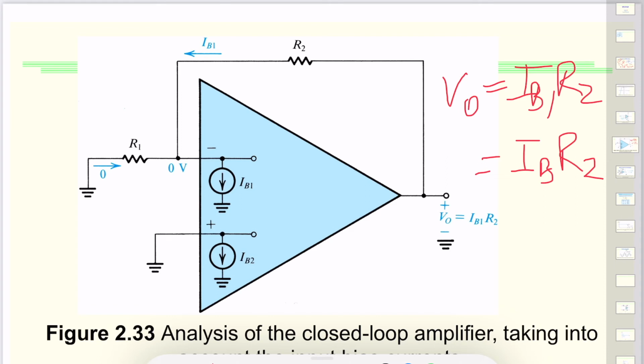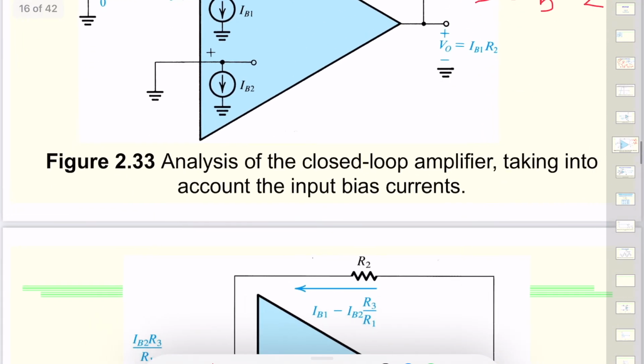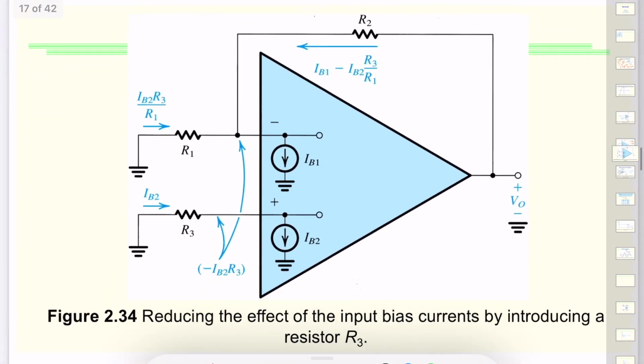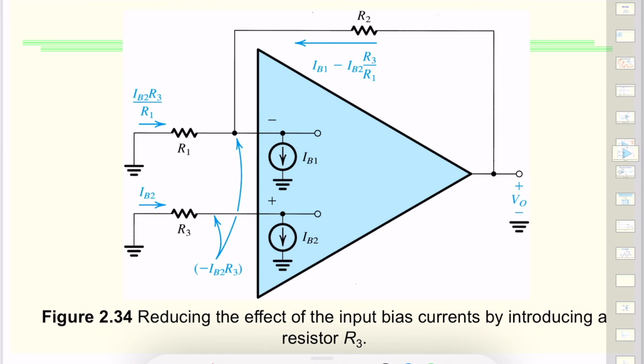Now if we introduce another resistance in the non-inverting input, that can help, and what it does is it doesn't affect the signal, but if you look at the analysis, then the output voltage is a function of the two currents as well as the voltage divider that's being formed because of R3.